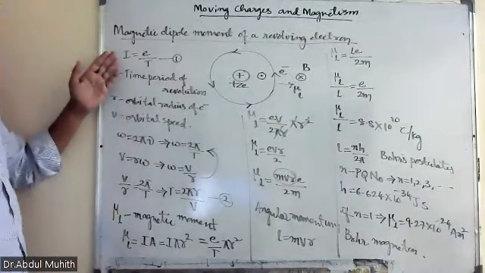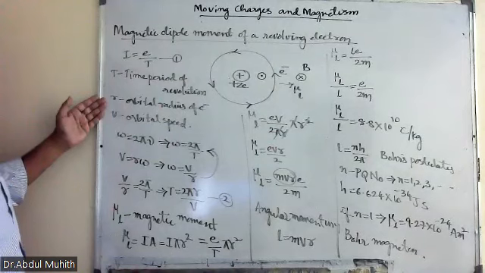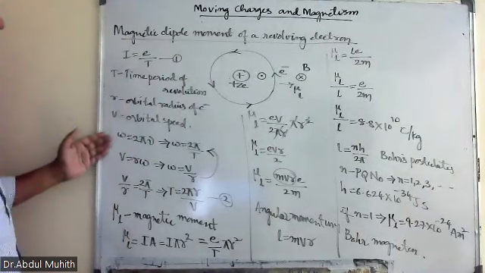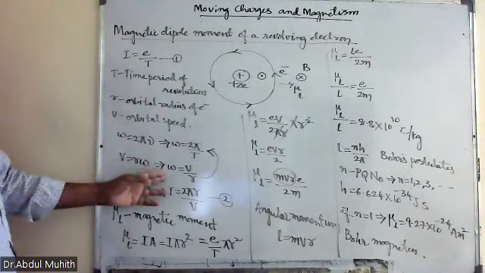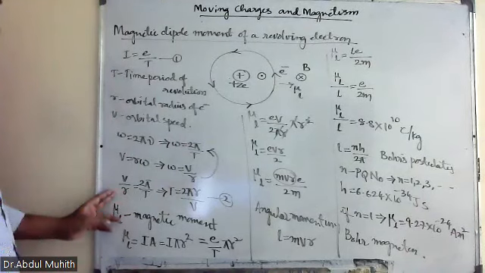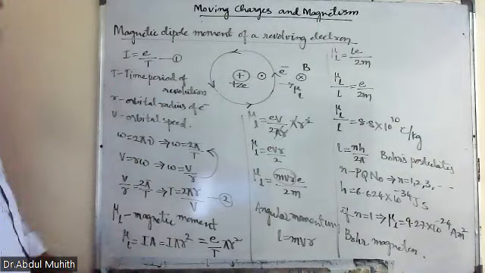Now I is the current, I equal to E by T. T is the time period of revolution. R is the orbital radius of the electron. V is the orbital speed. Omega equal to 2 pi nu, that is 2 pi by T. V is equal to r omega, so omega is V by r. So V by r is equal to 2 pi by T. So T is equal to 2 pi r by V.